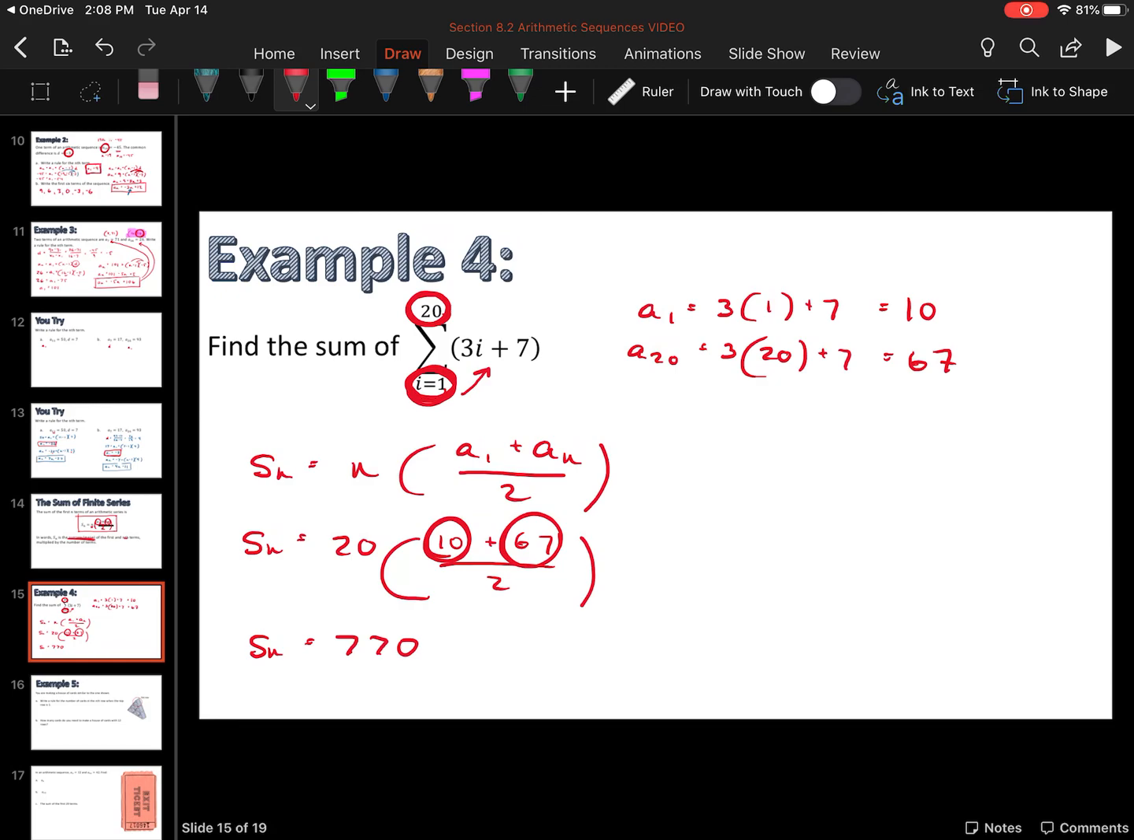Okay, so that means if you take the first term, and then the second term, and the third term, and the fourth term, and the fifth term, and keep adding them up until you get to the 20th term, they will total to 770.